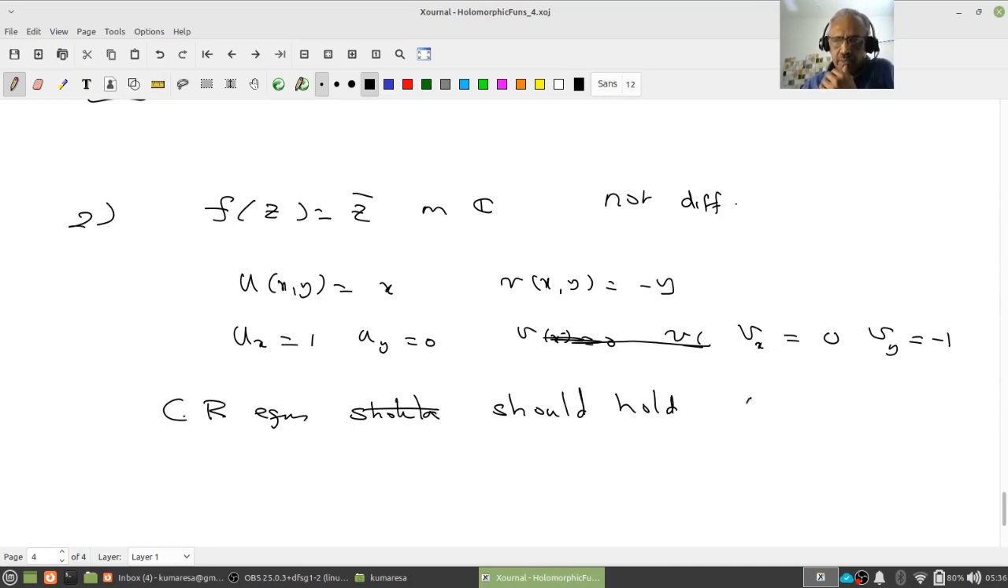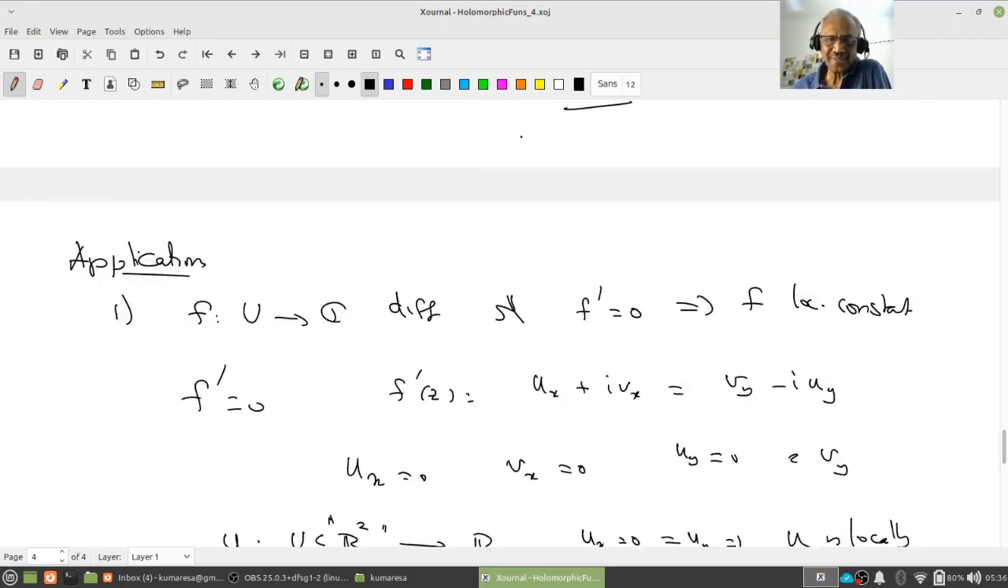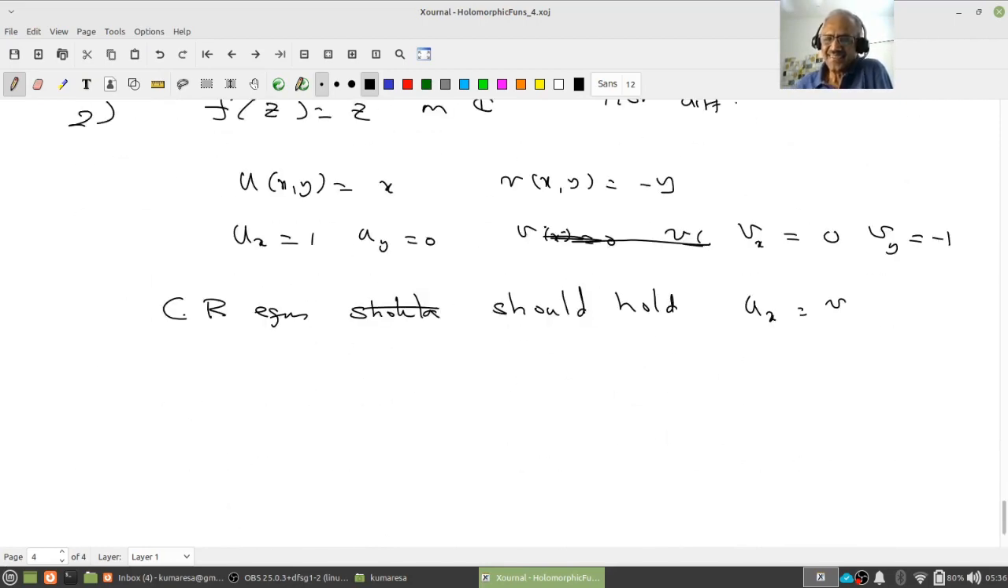Right? Therefore, my ux must be equal to vy. Okay, ux equal to vy. But ux is 1, vy is minus 1. And similarly, uy must be equal to minus vx. And uy is 0, vx is 0. That's okay. Therefore, Cauchy Riemann equations are not true.